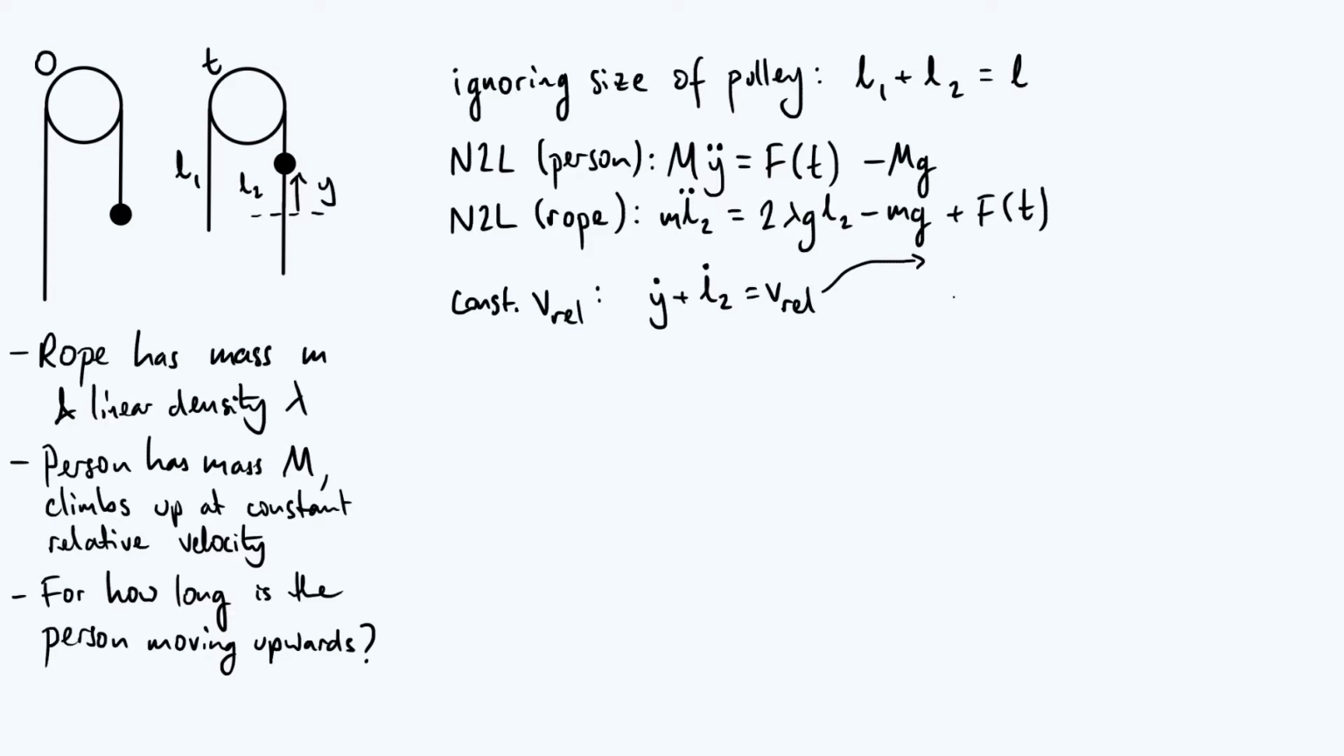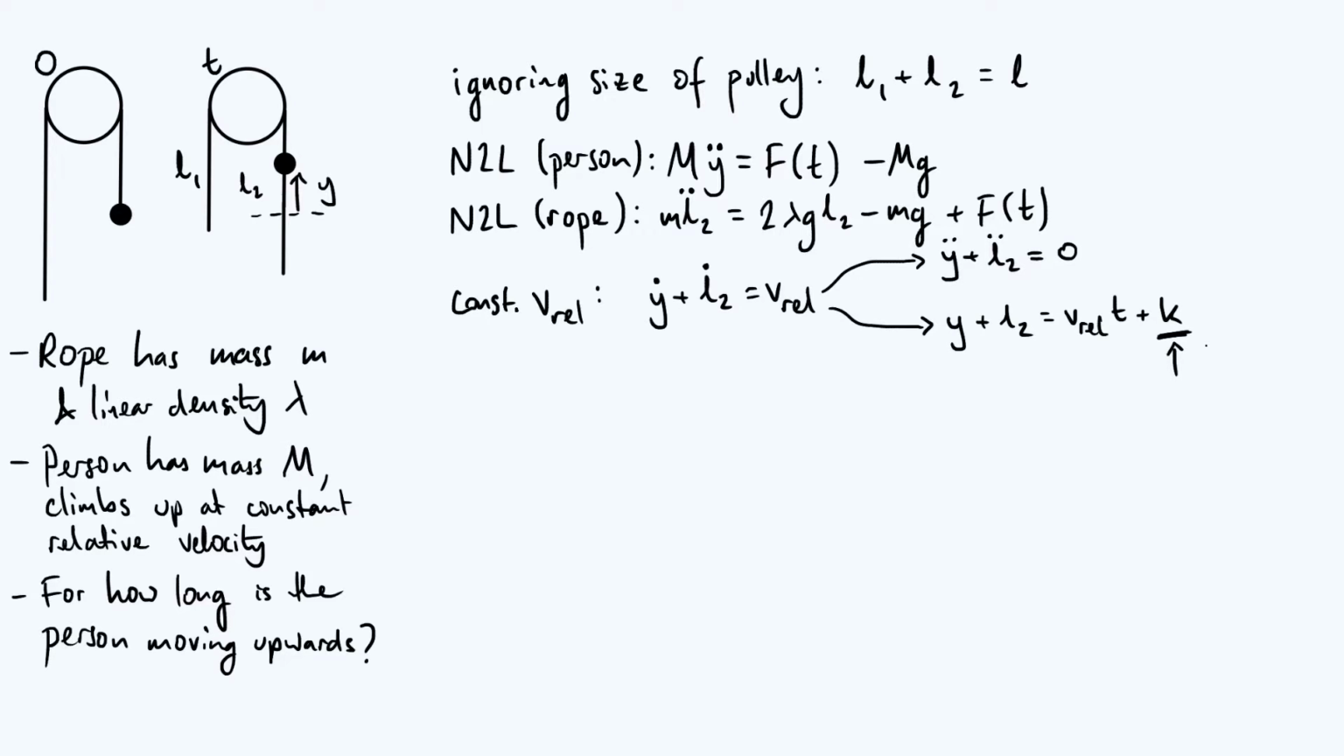So if we differentiate it, we get y double dot plus L2 double dot is just 0, because differentiating a constant gives you 0. You could also go the opposite way, and you could integrate it and get y plus L2 is relative velocity times time plus some constant which I'm going to call k. Now the reason why this integrated equation here is useful is because it involves L2, and so we could use that to substitute for this L2 in the second equation of motion up there. However, now we have yet another unknown quantity, which is this constant of integration k over here.